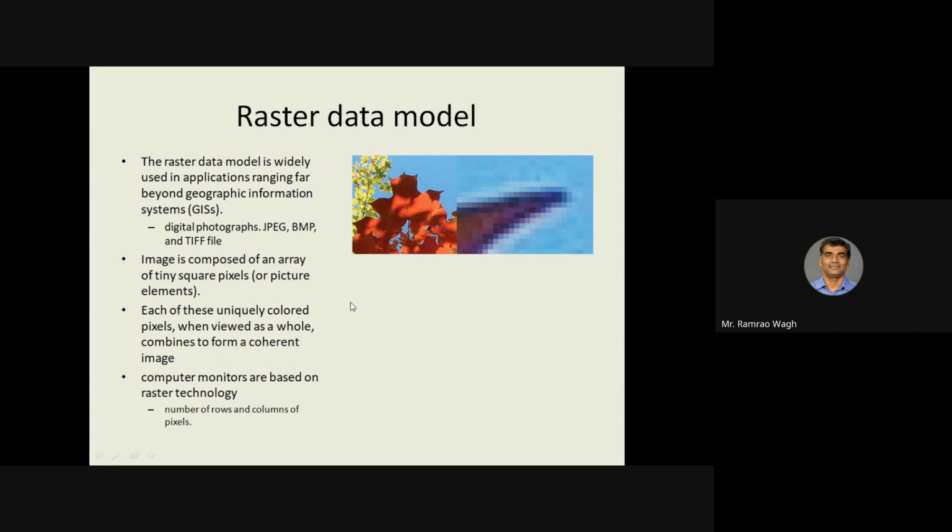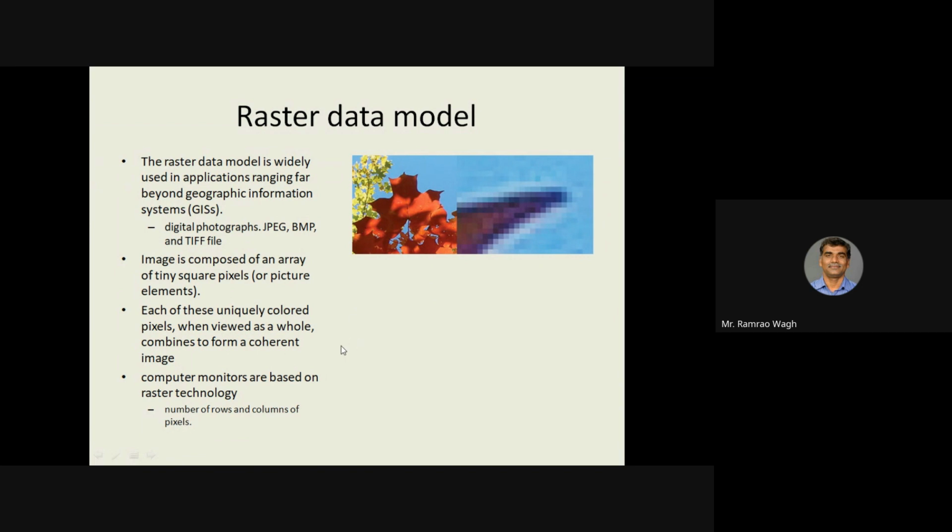So the raster data model is widely used, and it is very close to what you see and do every day, like your digital photographs format, like JPEG, BMP, TIFF, all are actually raster. But when I say raster data model for GIS, it will also have location information. So image is composed of an array of tiny square pixels. That is what we call pixel. Each cell, when I divide this image into a number of cells, is called a pixel or picture element.